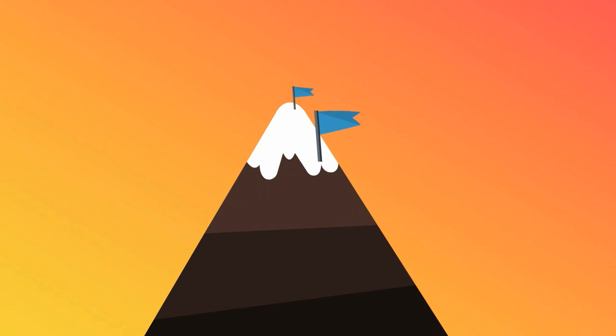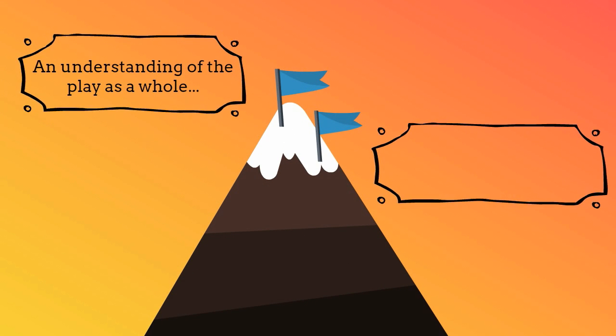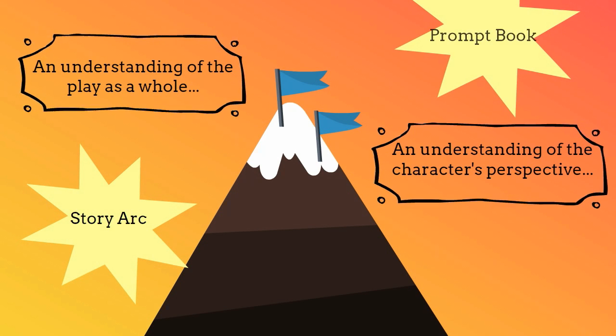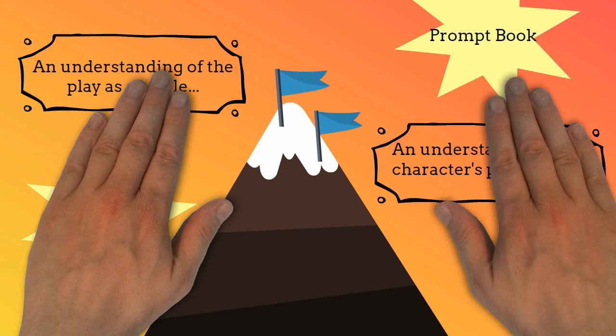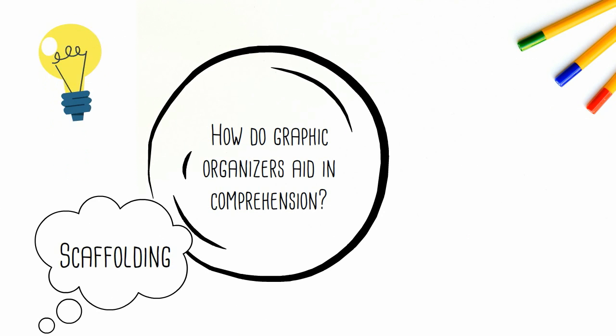In drama, two main levels of comprehension are needed: an understanding of the story as a whole, as well as an understanding of that story from individual characters' perspective. To aid in these two levels of comprehension, we will present two kinds of graphic organizers to introduce script analysis in the drama classroom. Graphic organizers can be used to help students distill what the key information, themes, and moments in a play are. They act as scaffolds to aid in comprehension and interpretation.